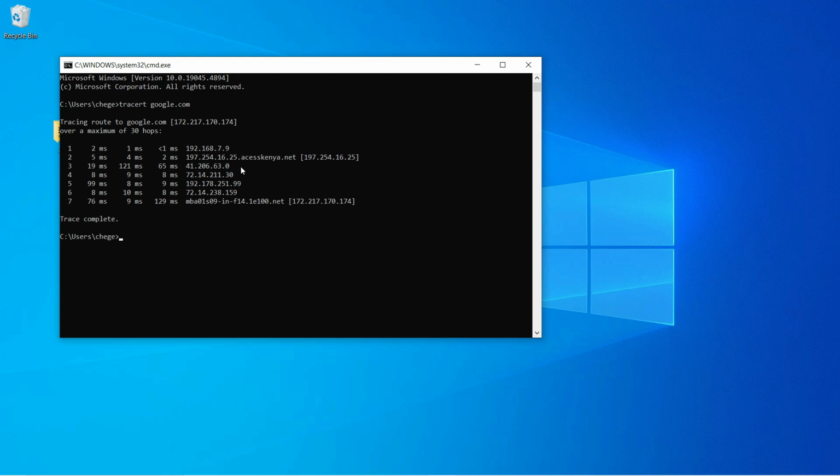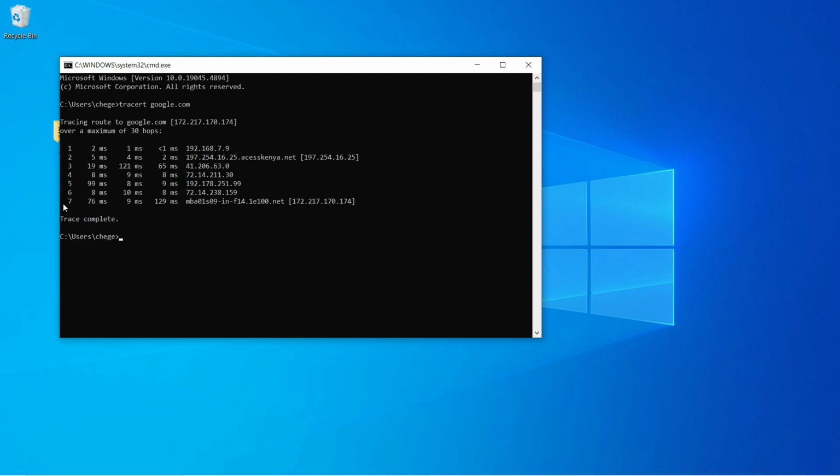3, 4, 5, 6 are called backbone routers. Number 2 is my ISP. Number 1 is my local router. Number 7 is Google's server. So I hope that explains. So the output will continue until the packet reaches the destination, or the maximum number of hops, which is usually 30, if it is reached. So it will terminate. And that may happen if there is an issue in between.